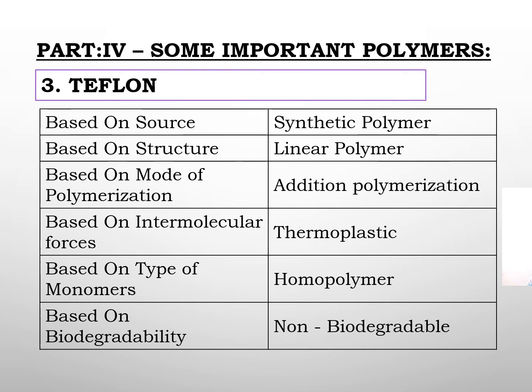Now, the categorization of Teflon: it is a synthetic polymer. It is a linear polymer. It is formed by addition polymerization and it is thermoplastic. It is a homopolymer and also non-biodegradable.